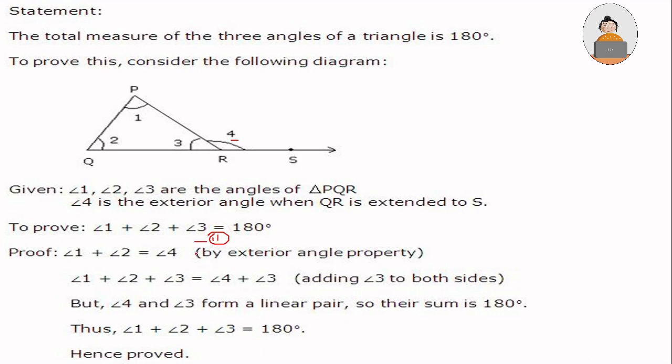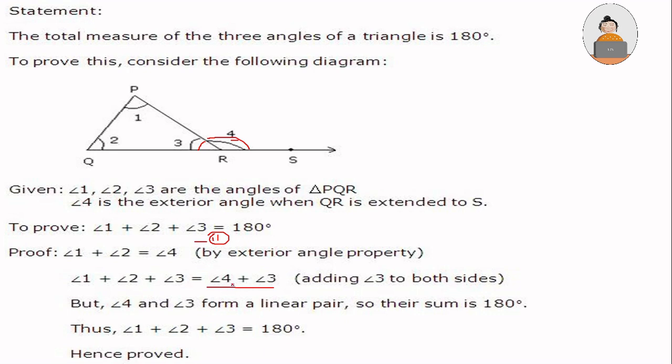Next, if I add angle 3 to this first equation on both sides of the equality, I will get angle 1 plus angle 2 plus angle 3 is equal to angle 4 plus angle 3. Angle 3 plus angle 4 are the linear pair of angles, and if you recall, interior angle plus exterior angle will be equal to 180 degree. These are supplementary angles.